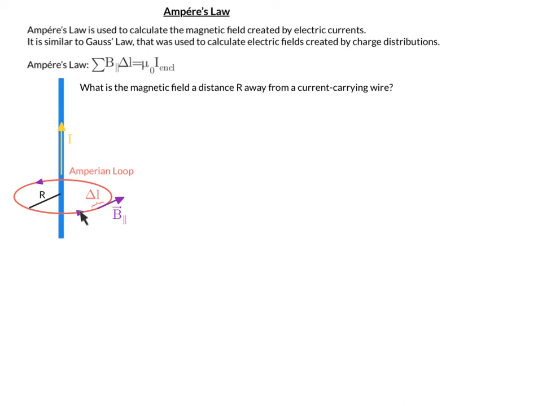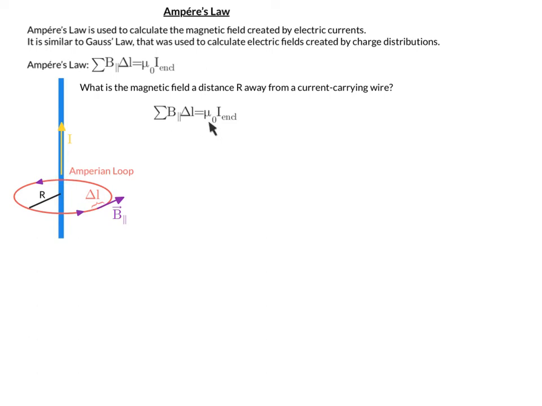Then we're going to look at Ampere's law and see how we have to apply it. Well, we're going to have to add up all of the magnetic fields that are parallel to the loop times the infinitesimal lengths here of the wire. So if we add up over all delta L times B parallel, we're going to make it all the way around the loop.